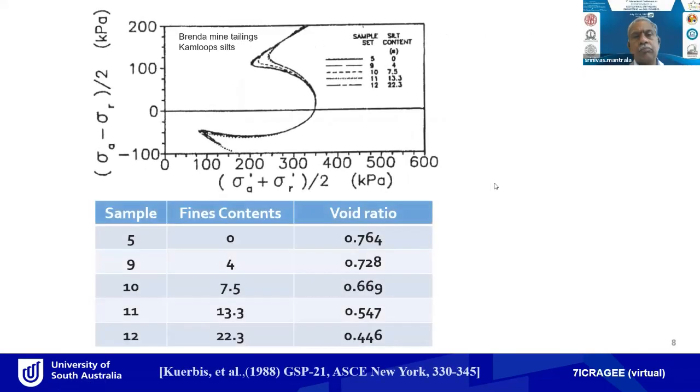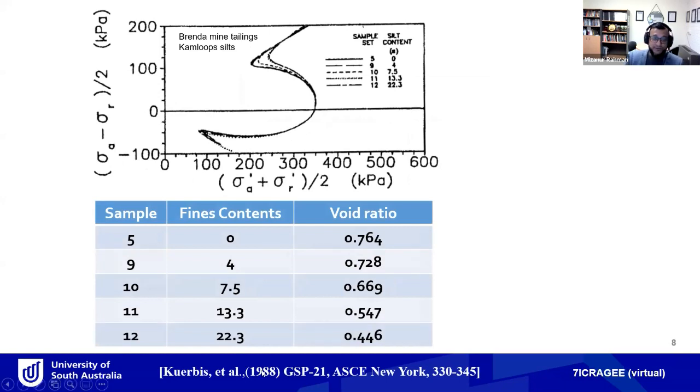Let's see another example over here. This is from Thevanayagam, who first used the equivalent void ratio concept. That's why I picked this figure over here. This is triaxial test data for Bender mine tailings and Kamloops silts. So what they have done is increase the silt content: 0%, 4%, 7.5%, 13.3%, and 22.3%.